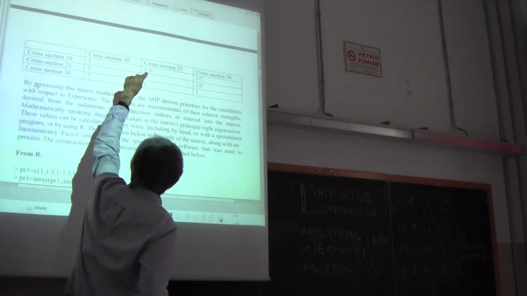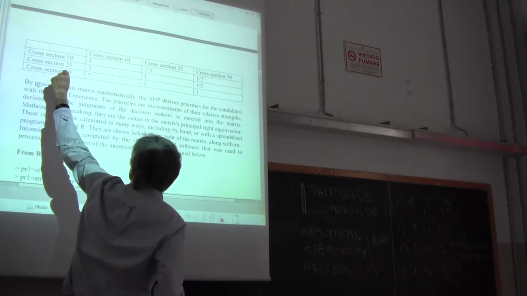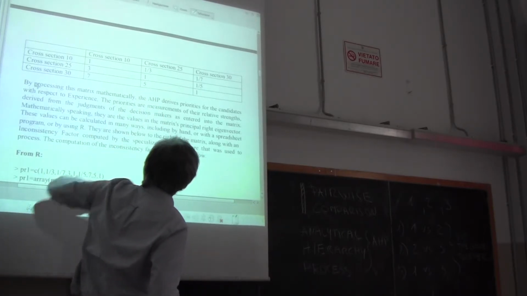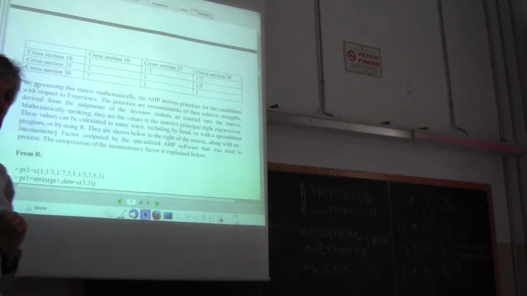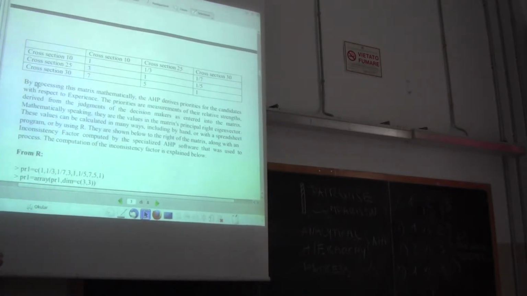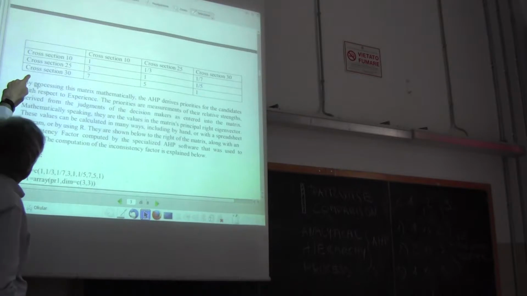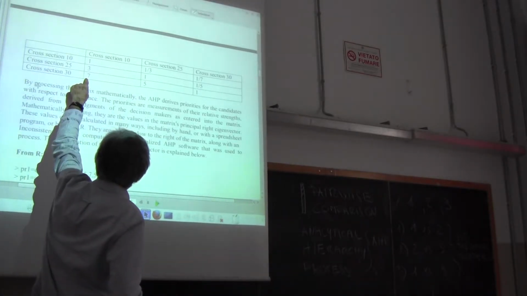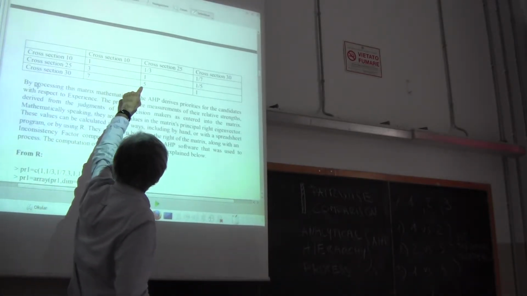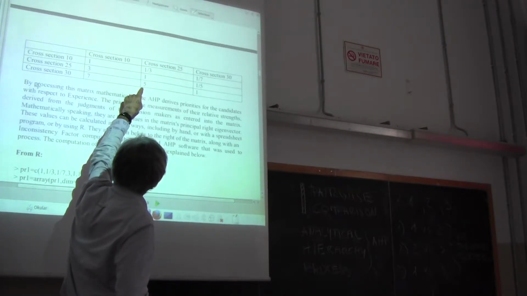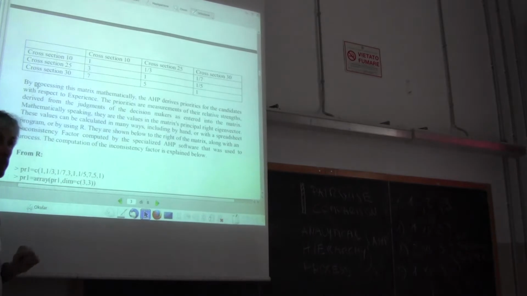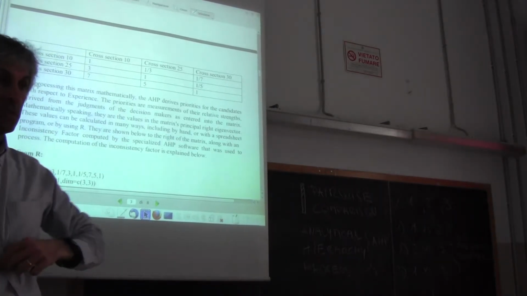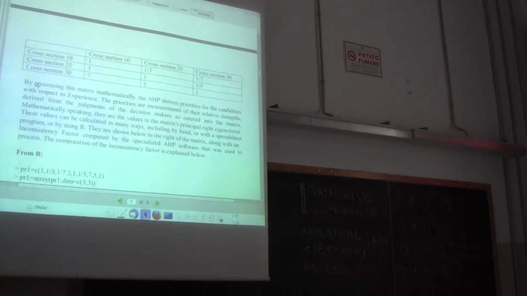And then 25 with 25 is 1. 25 with 30 should be 1/5, because 30 is much better. And therefore, if we go to 30, it has a score of 7 with respect to 10, and a score of 5 with respect to 25. And you see, it's symmetric. So this is the result of our evaluation.